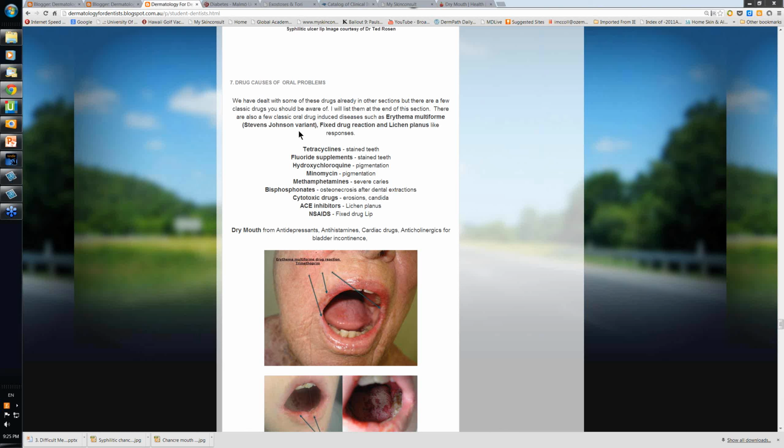Then you can get a fixed drug reaction. This is where you might take a drug such as, say, a non-steroidal anti-inflammatory, and you only take it intermittently. And when you take it, within 24 hours of taking it, a rash comes up. Usually it's a solitary lesion, sometimes a blister. And it classically occurs on mucosal surfaces, especially the lips, and also on genital surfaces.